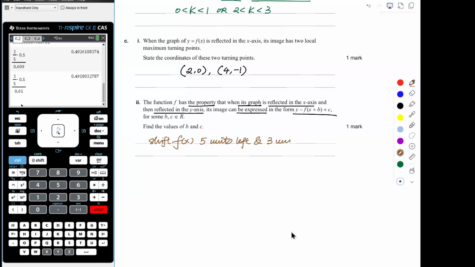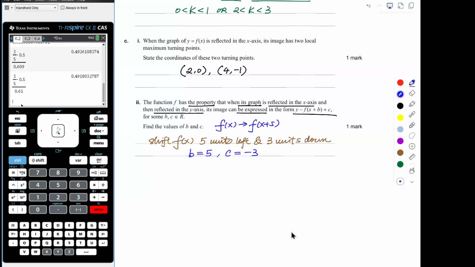So in order to answer the question, this b value has to be 5, because from f of x to f of x plus 5, this is a shift of 5 units to the left. And then the c value, shift that down, that's negative 3. All right, yeah.